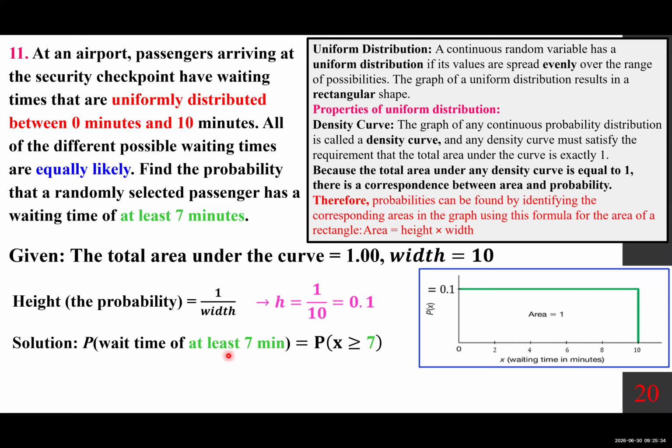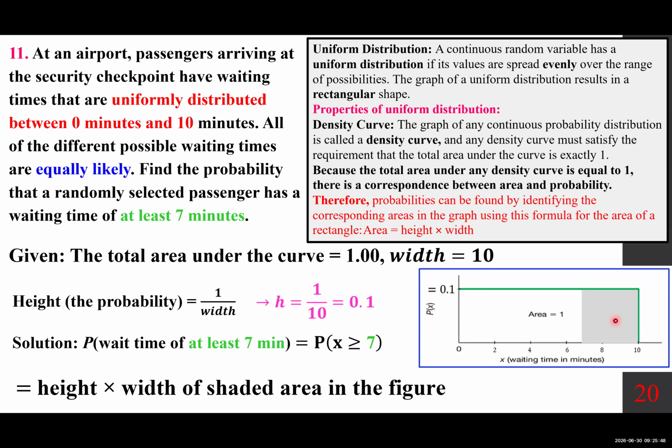Now, probability of wait time of at least 7 minutes, that means probability of x larger than or equal to 7. So you look at number 7. This is the area you want, obviously. The height, which is 0.1, times the width. The width is 3. I hope you see that from 7 to 10 is 3. And therefore, the product is 0.3 or 30%.